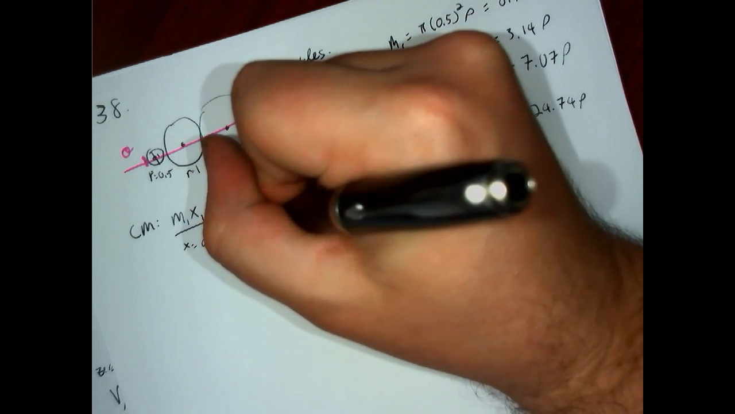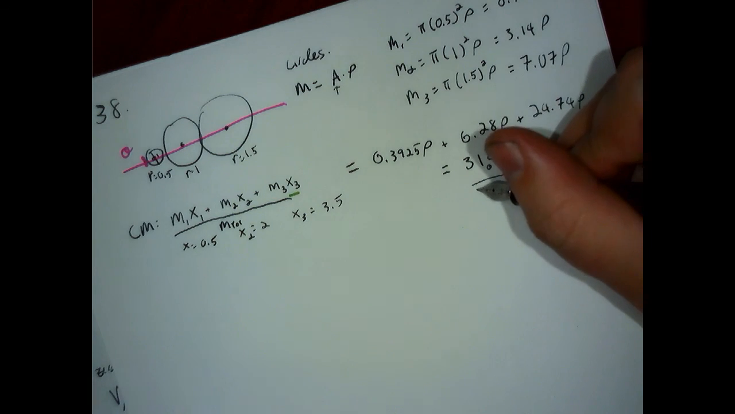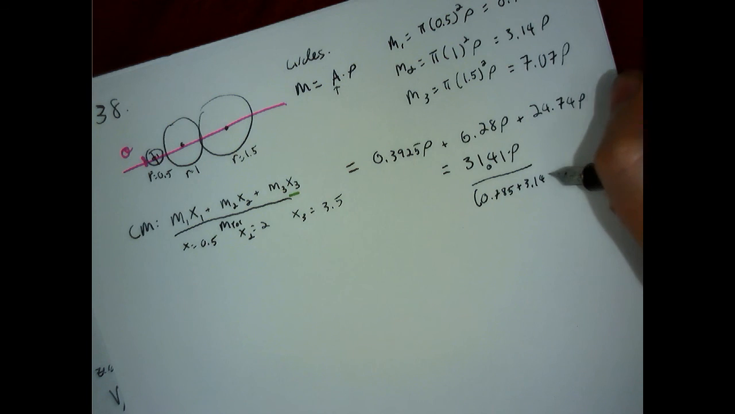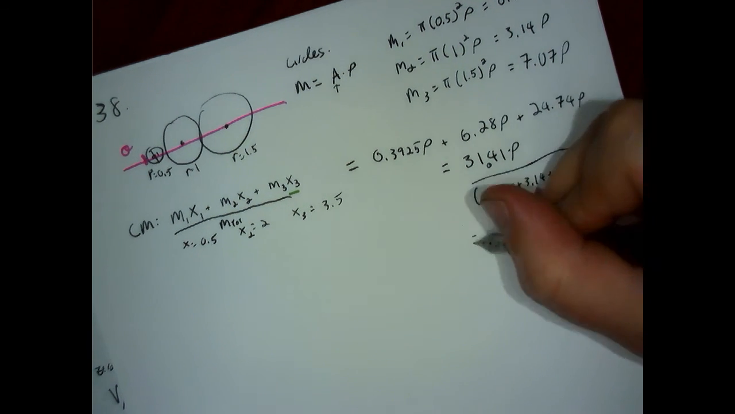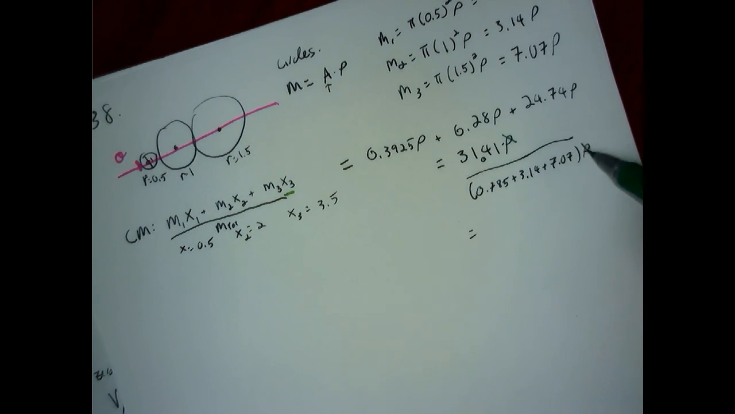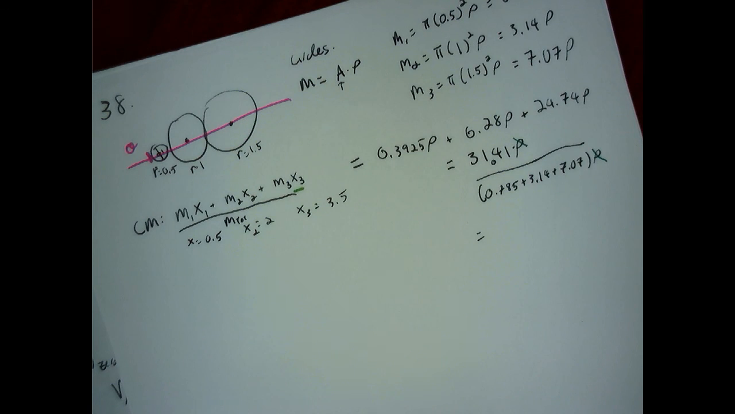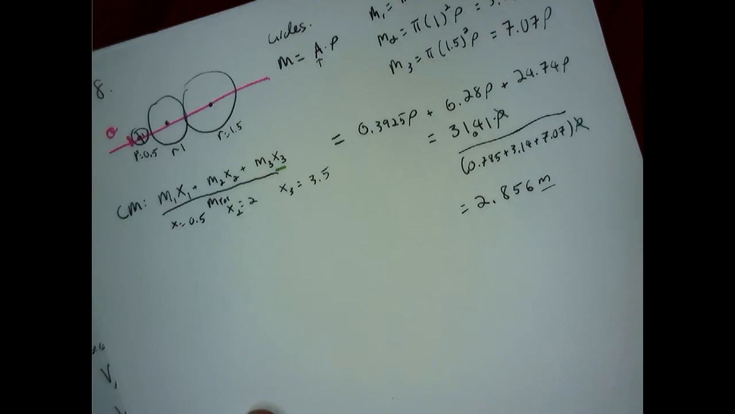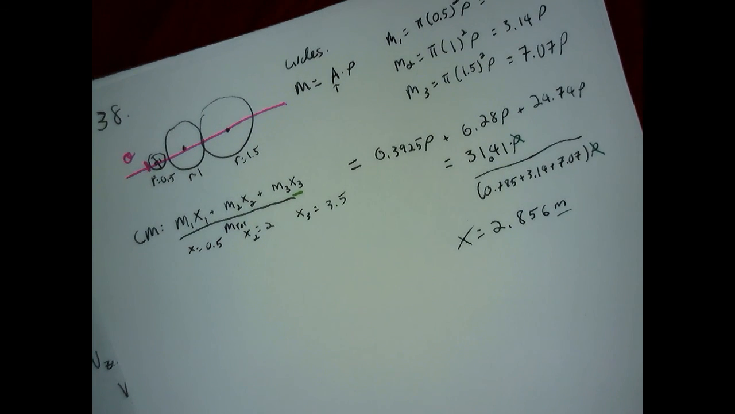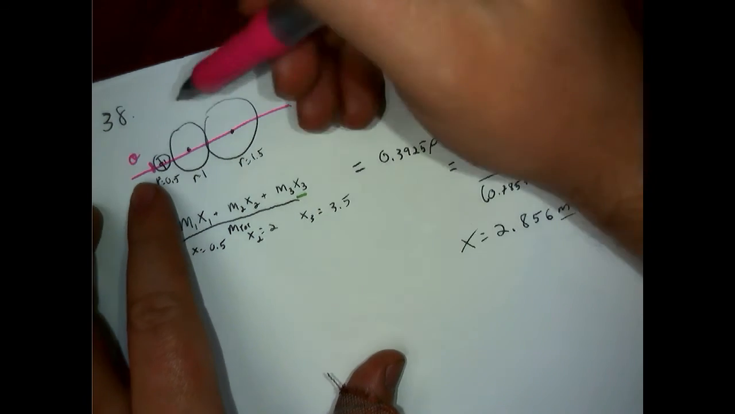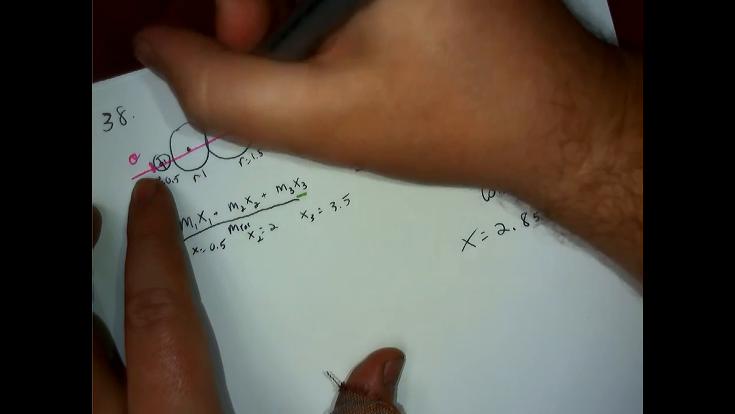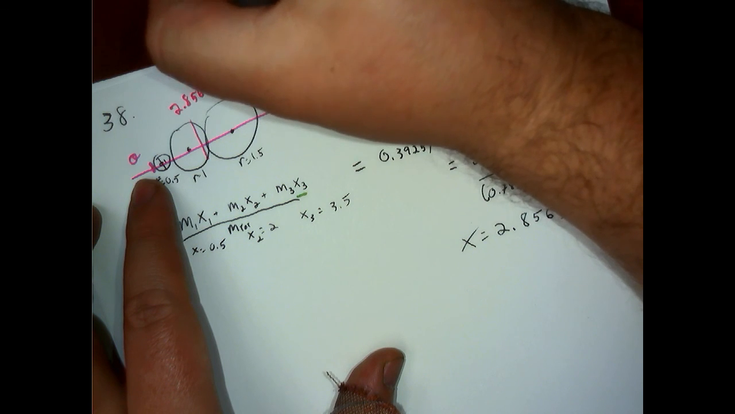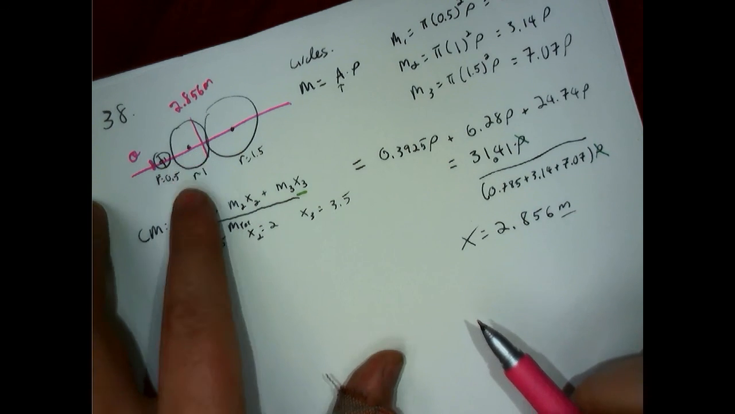Okay, so to find the center of mass, you're going to take all these numbers and divide them by the total mass. What's the total mass? It's 0.785 plus 3.14 plus 7.07 times rho. And the rhos cancel out. So it's 31.41 divided by that answer. The result is a position, and that position is relative to the origin. So it's going to be 2.856. Where is that? Let's see, this is 1, 2. It's going to be over here. How far is that? That's 0.856 from the right of the thing.